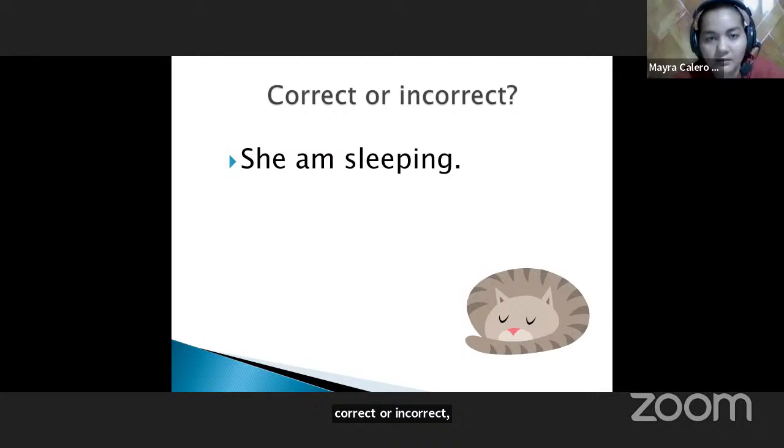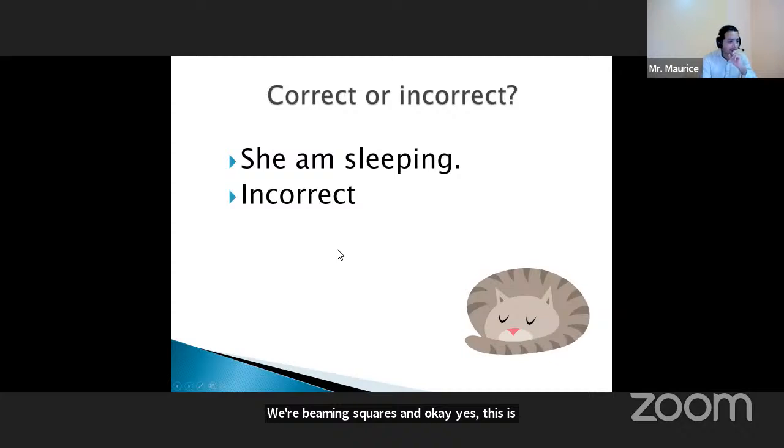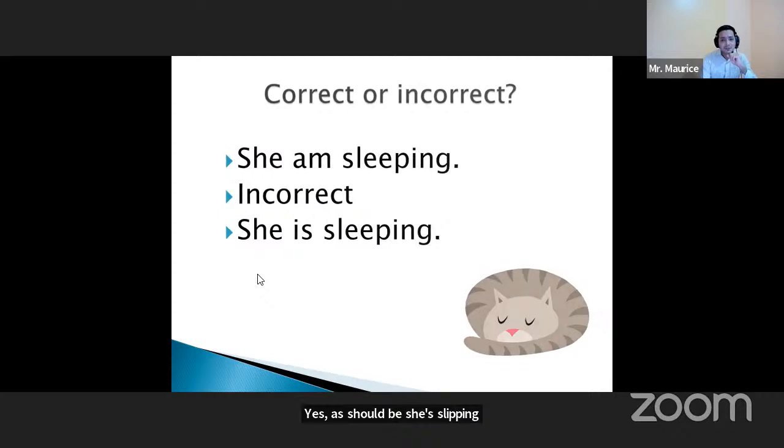Incorrect. Muy bien, Mix. ¿Cuál es el error ahí? Okay, yes. This is actually the verb to be. She is. Yes, it should be she's sleeping. Nice. Let's move on.